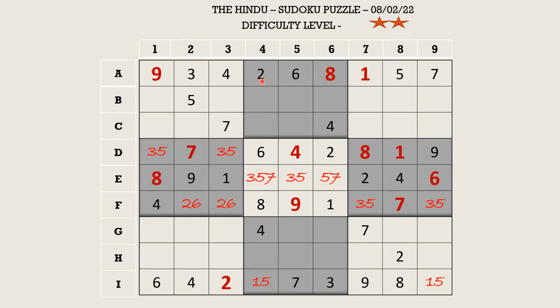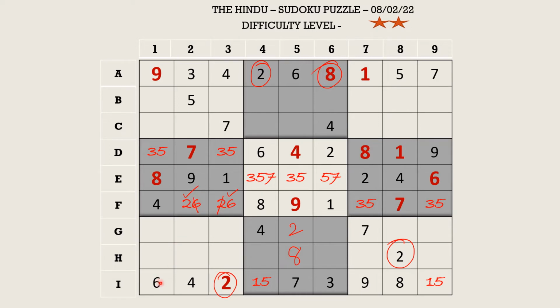Now here in A row you have a 2 and 8 which blocks these 2 cells. So in column 5 these are the only 2 places where 2 and 8 can be. You have a 2 in the H row which is blocking here. So H5 takes 8 and G5 takes 2. Now this 2 here in the I row cancels out the 2 here. So F3 becomes 6 and F2 becomes 2.